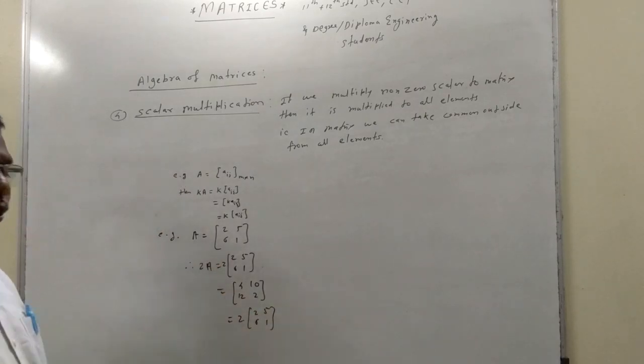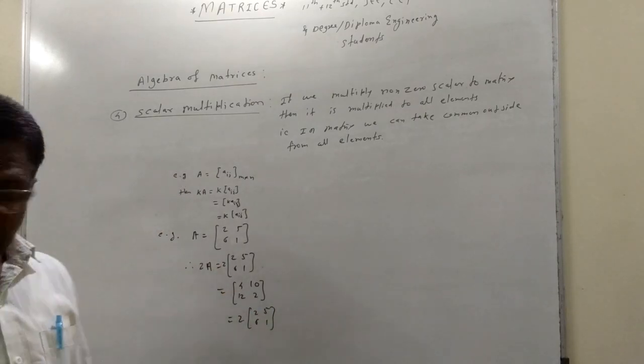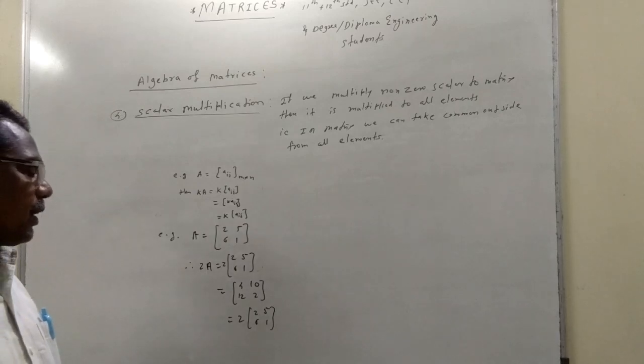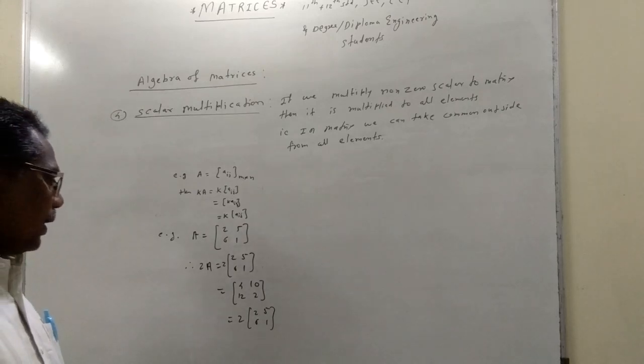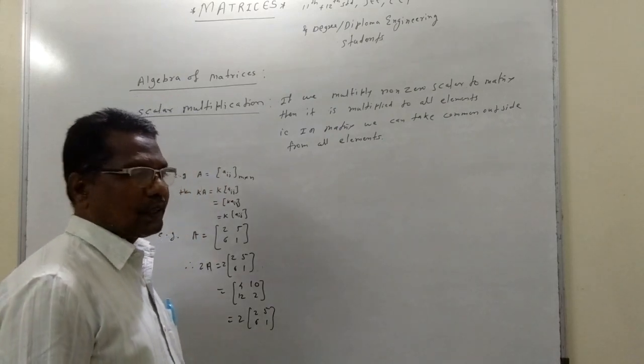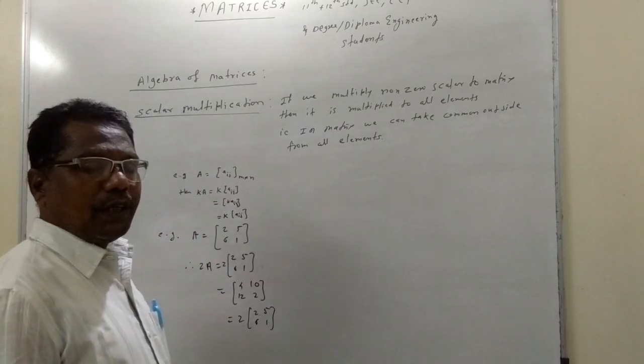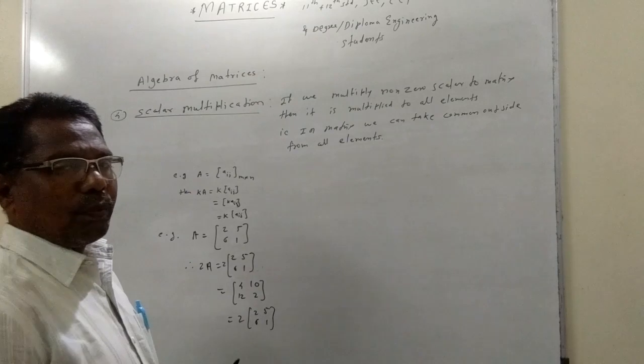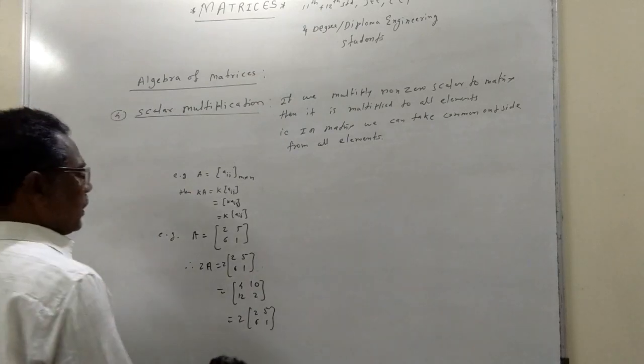So if you multiply a non-zero scalar to the matrix, it is multiplied to all elements, or if we take common, you take common from all elements. But in a determinant, you take common from any one row or any one column. That is the difference.